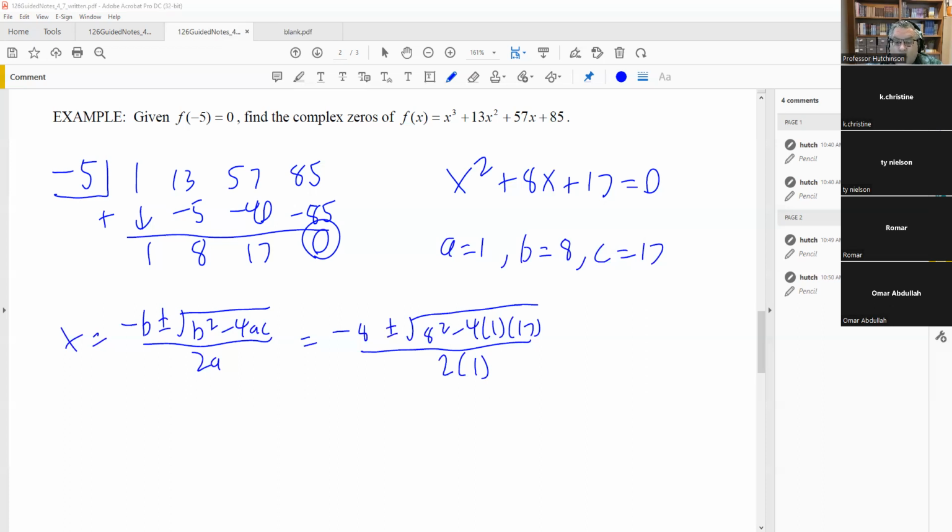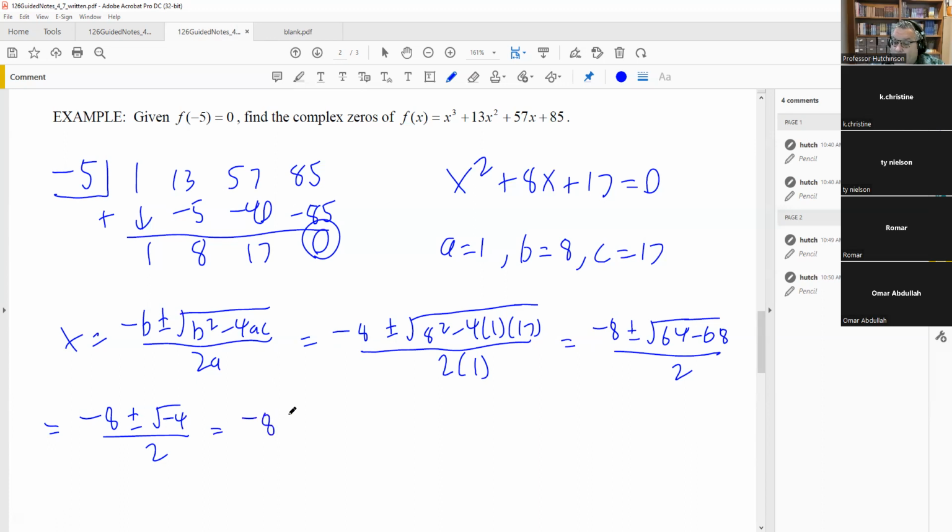Next thing we're going to do is we'll just do some simplifying, and you want to simplify down as much as possible with this. Negative 8 plus or minus the square root of 64 minus 68, that would be 4 times 17, over 2. Inside, we already see that we will, in fact, get a negative number inside there. 64 minus 68 is negative 4. And we'll just keep on going with this. We want to simplify this down.